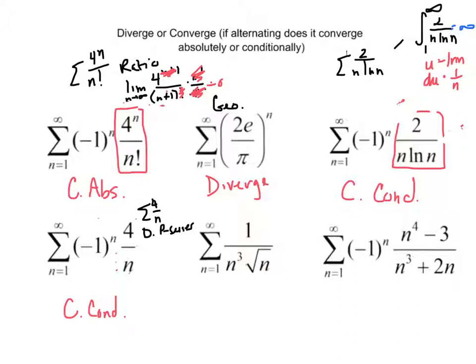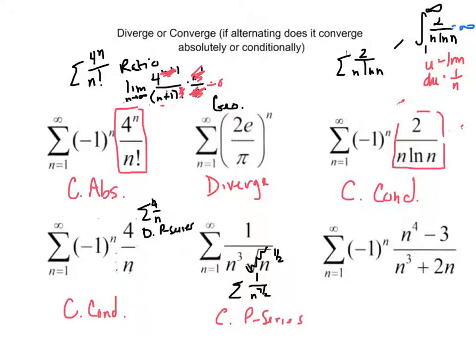Okay. 1 over n cubed times the square root of n. Imagine I can get rid of that by making it to the 1/2. So n cubed times n to the 1/2 is n to the 7/2, or 3.5. So that power is greater than 1. So this is convergent, and it's by the p series test that it converges.